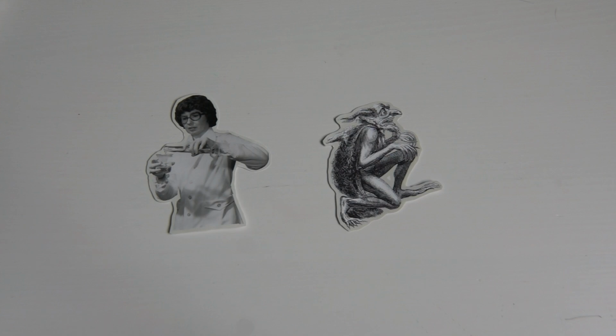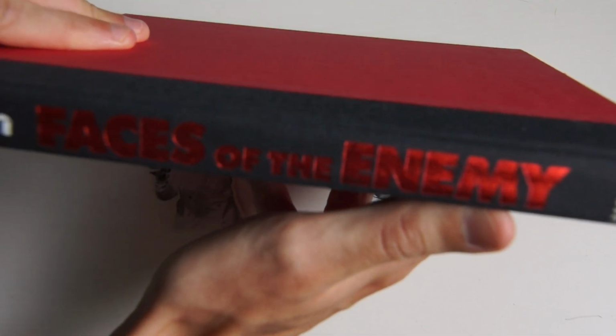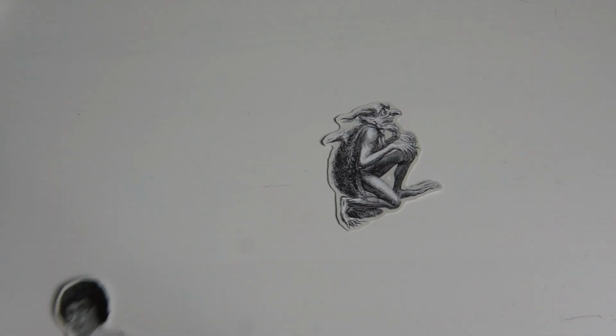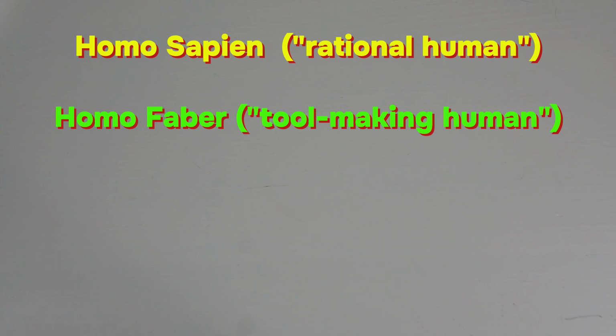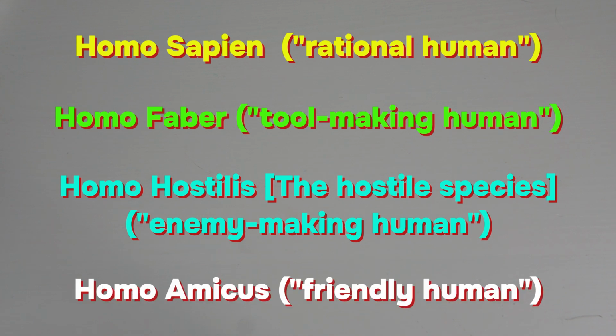And I'm going to frame this absolutely enormous topic in 5 stages through Sam Keen's incredibly eye-opening work, which is called The Faces of the Enemy. I hope that shows up on the screen there. And I'm going to drop in a fair number of quotes too, because he's got a really beautiful way with words. So in short, Sam Keen argues that we have progressed from Homo sapiens, which is rational human, to Homo faber, which is tool-making human, to Homo hostilis, the hostile species, which is the enemy-making animal, to hopefully in the future, Homo amicus, which is friendly human.